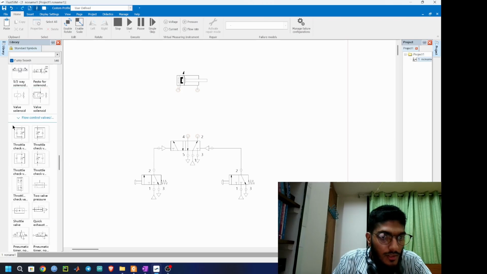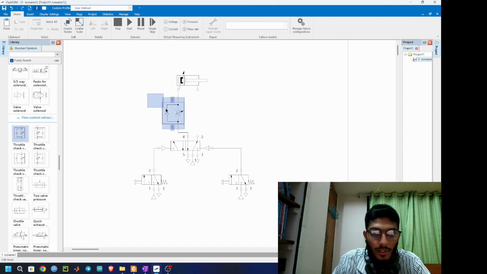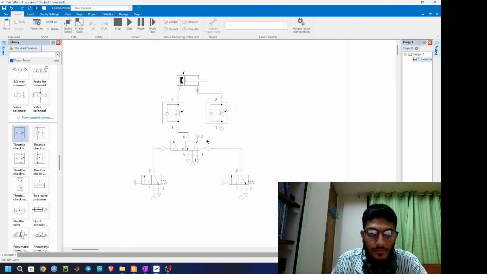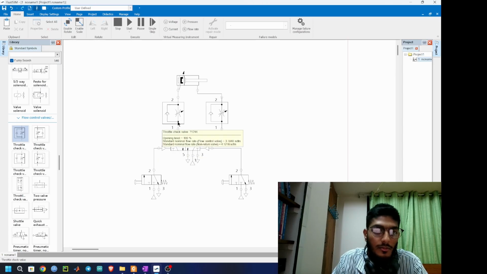Yes, I need this throttle valve. Let's place this here and another throttle valve here. Okay, so what will happen? When I push this button, follow my cursor. Liquid will go from here, then this side will actuate. Liquid will go from here to here, and at this intersection, where will it go?